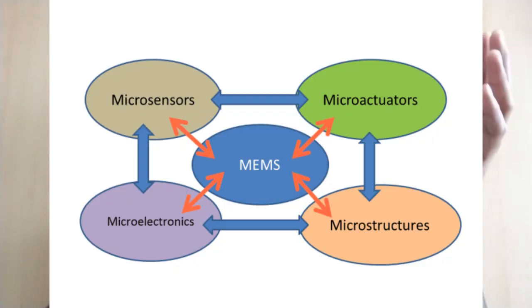MEMS is a combination of micro actuators, micro sensors, microelectronics, and structures. From the given diagram, you can see how this is working and how it's being combined together to form a MEMS. In general, we can say MEMS is a subset of MST.